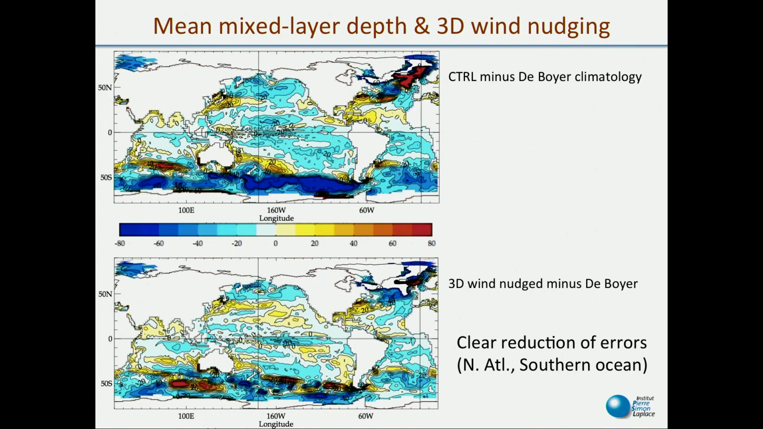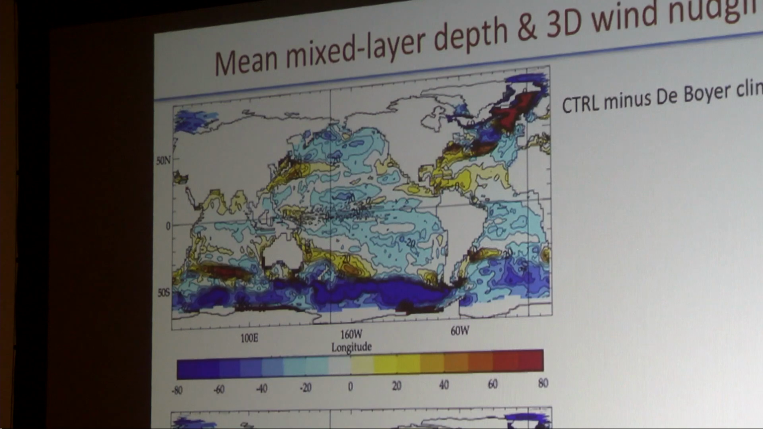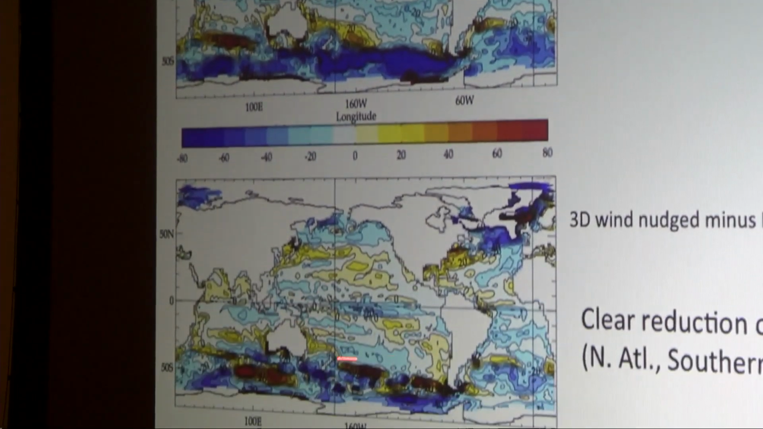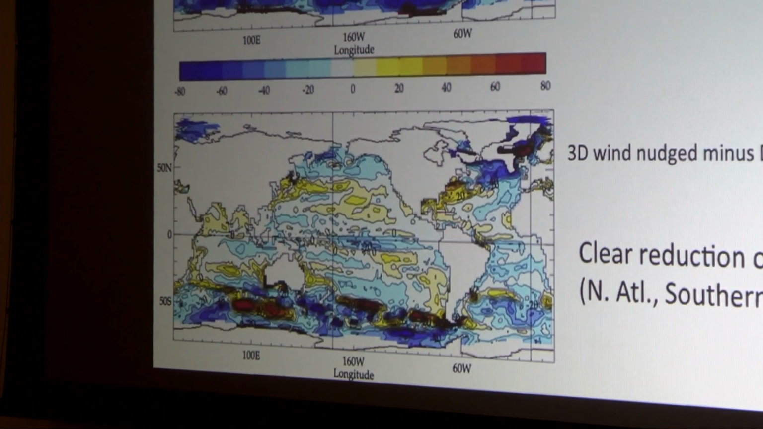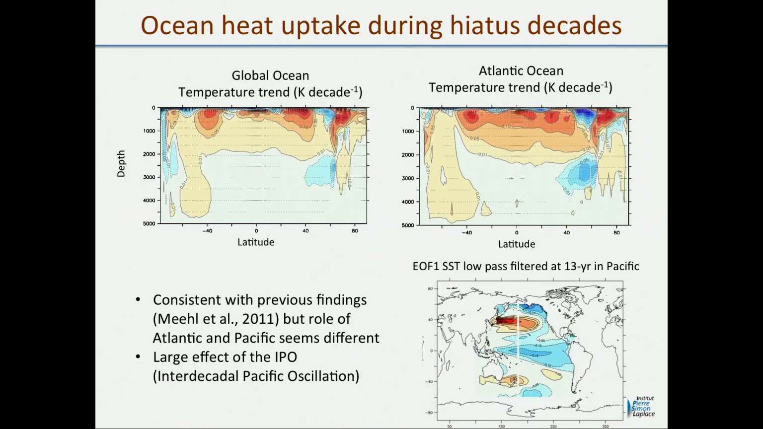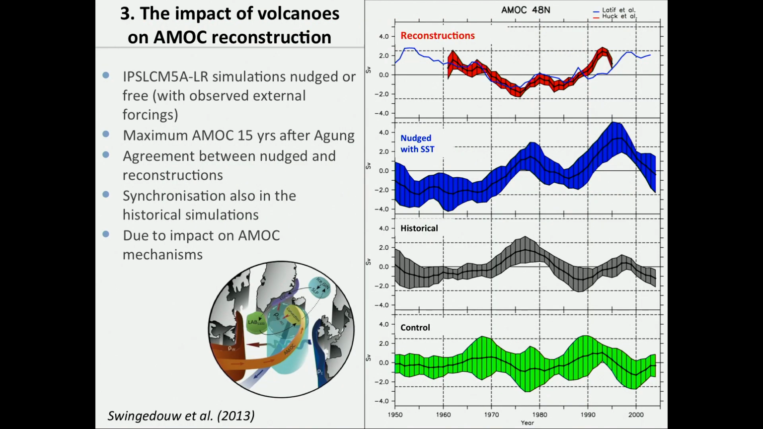I wanted to show here the mixed layer depth of the control minus the Dubois climatology. So this is the historical run, where we have quite large errors in those regions where we know the model doesn't have the right winds. When you nudge the 3D winds, you correct a number of those errors in the model. There still are a few, but they are a lot reduced. So that's also another way of driving the model: driving the winds up aloft and not the wind stress.